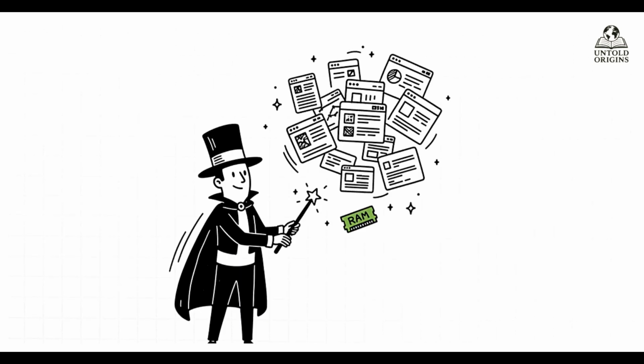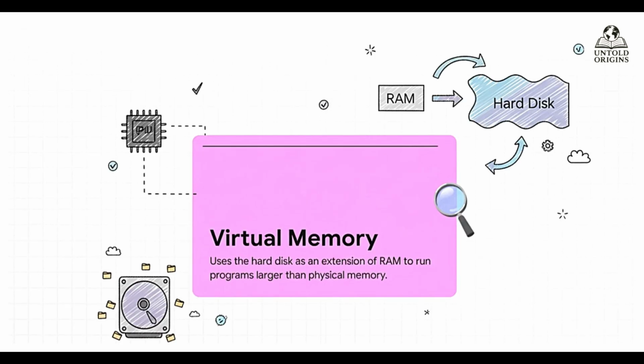But maybe the most mind-bending trick the OS performs is memory management. Seriously, imagine a magician with a tiny little desk who can somehow juggle dozens of huge objects all at once. That's your OS, but with its very limited physical RAM. So how in the world does it pull off this magic trick? Well, it uses a technique called virtual memory.